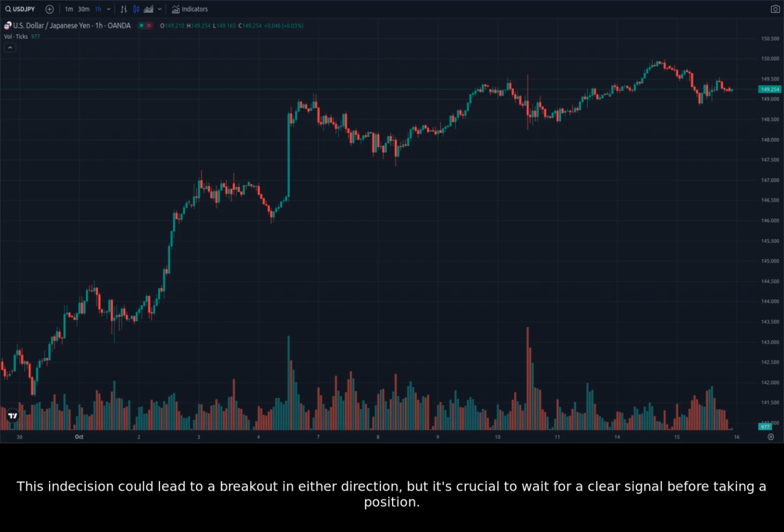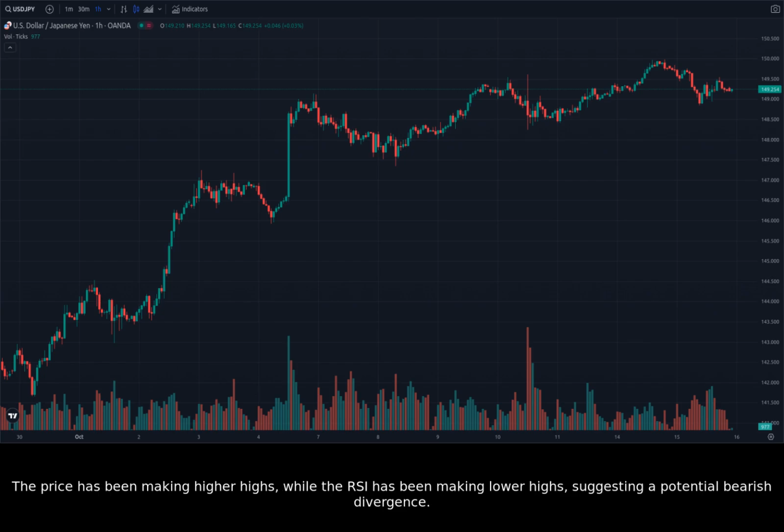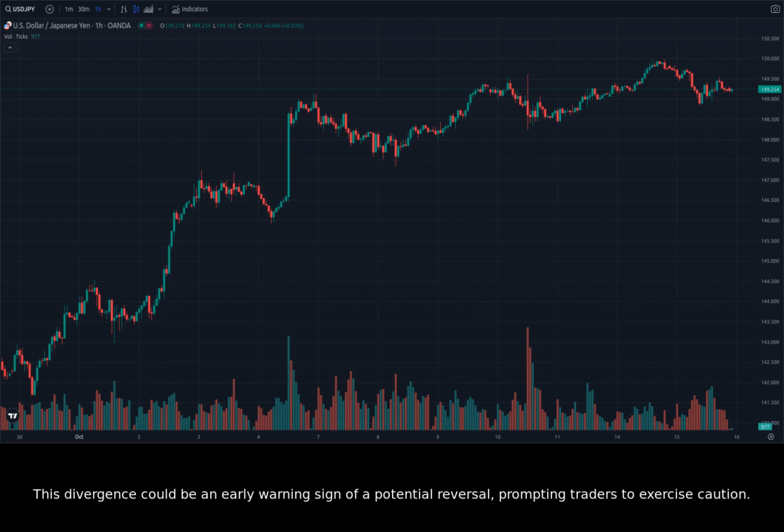This indecision could lead to a breakout in either direction, but it's crucial to wait for a clear signal before taking a position. We can also see a divergence between the price action and the RSI indicator on the 1-hour chart. The price has been making higher highs, while the RSI has been making lower highs, suggesting a potential bearish divergence. This divergence could be an early warning sign of a potential reversal, prompting traders to exercise caution.